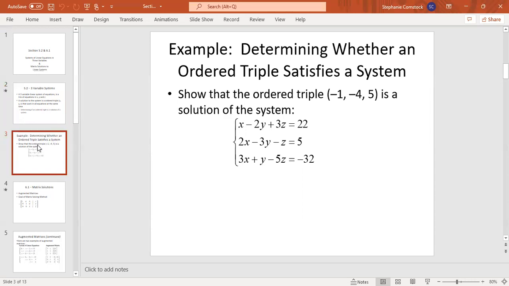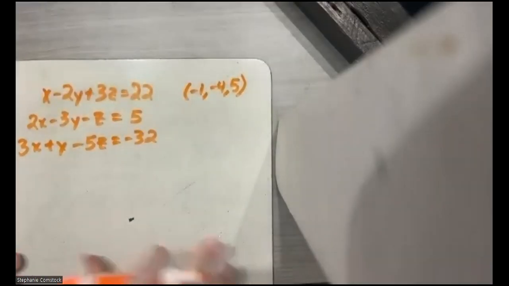setup. So we're going to have x minus 2y plus 3z equals 22. 2x minus 3y minus z equals 5. And 3x plus y minus 5z equals negative 32. And we are checking on -1, -4, 5. Okay, so this is going to be the ordered triple that we're going to be looking at. So I've got my setup here.